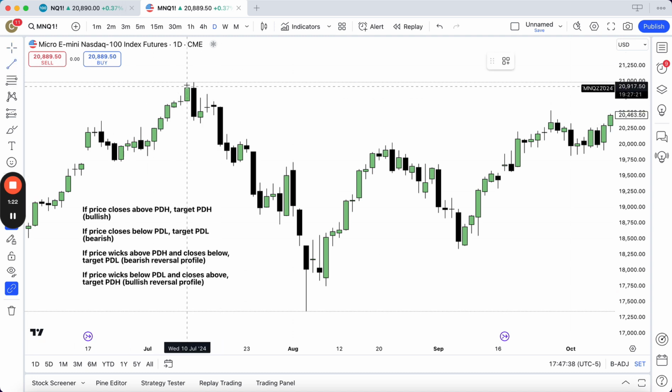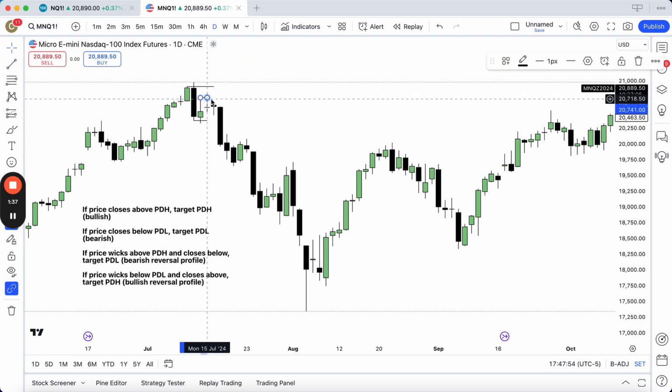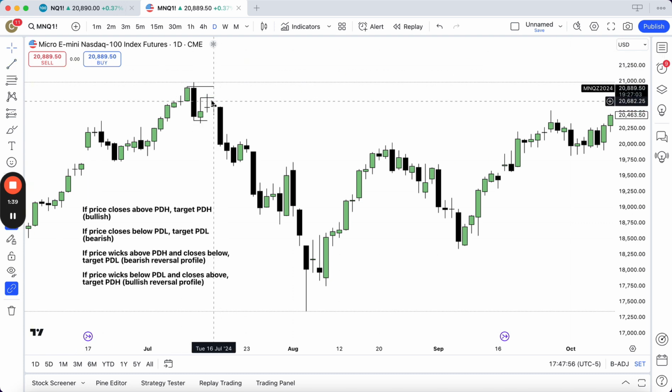As you can see here, price wicks above previous day high and closes below. We can anticipate our new target is this previous day low. What happens here? Price wicks below this previous day low and closes above. So now we target that previous day high. And once again, price wicks above and closes below, so we target previous day low.